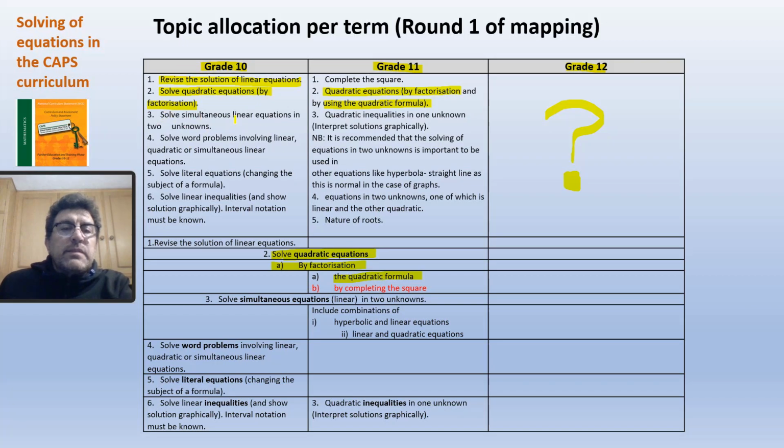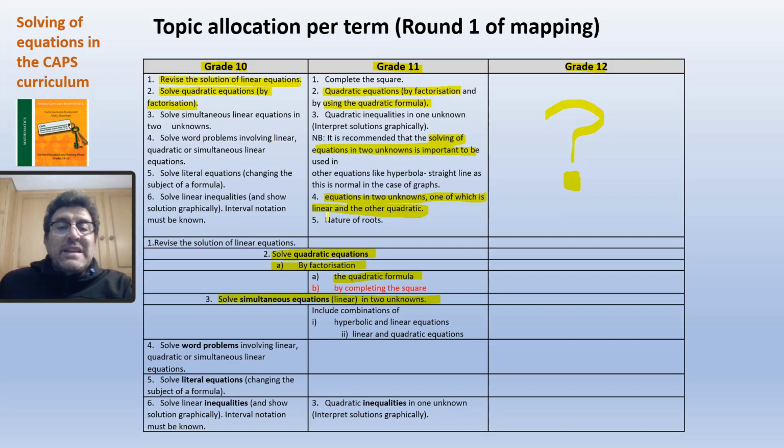Solve simultaneous linear equations in two unknowns. Well, the issue is simultaneous linear equations. Now, is anything mentioned over here about solving simultaneous equations? Here they say equations in two unknowns, one of which is linear and one which is quadratic. So here they're talking about the solving of equations in two unknowns. It is similar to what we're mentioning here. So solving linear equations in two unknowns runs across the 2 years.